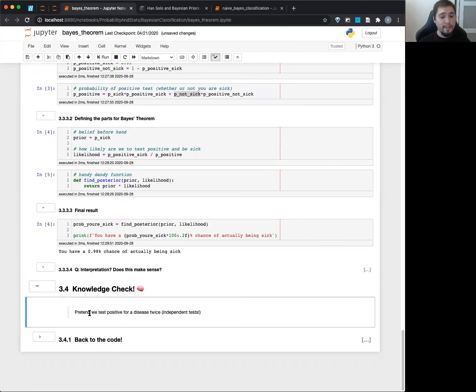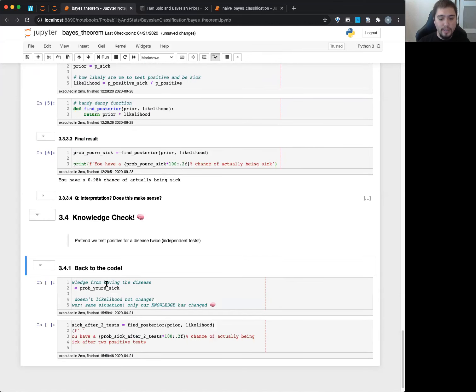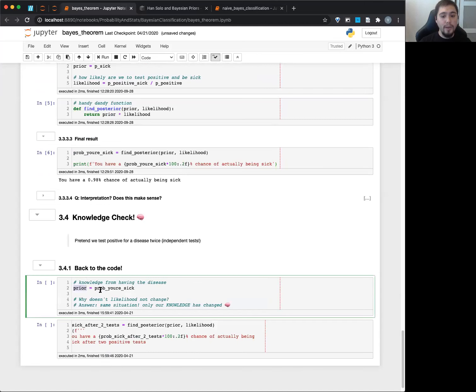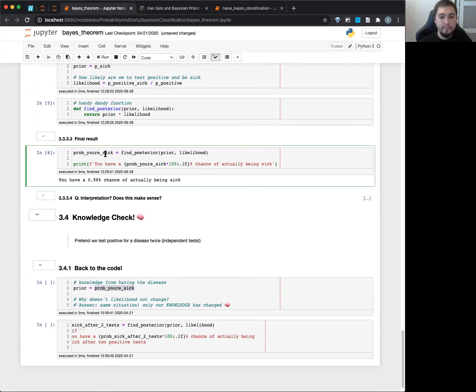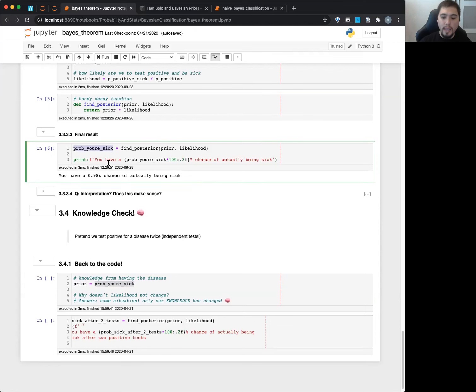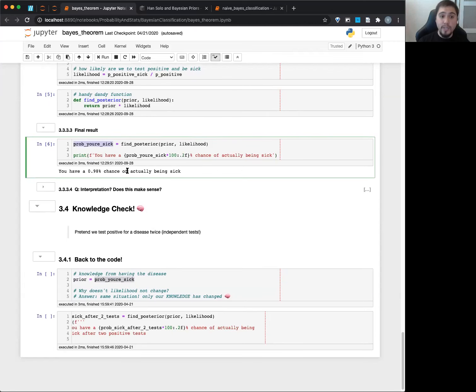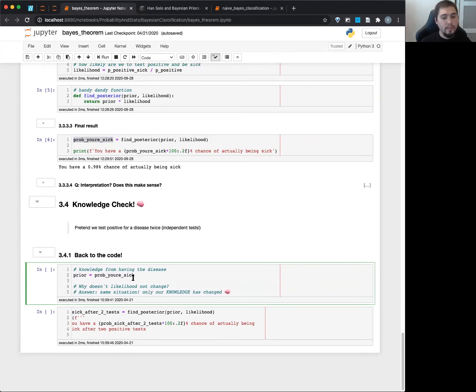Okay, we can actually update this code now, right? So the simple code is okay, our prior is now the probability that you're sick, which is from this right here. Basically, we already know what our probability is, so we're using that as our prior, and now we're updating it by saying, hey, we tested positive again. What does this mean? Remember, nothing else changed. The only thing is that we tested positive once.